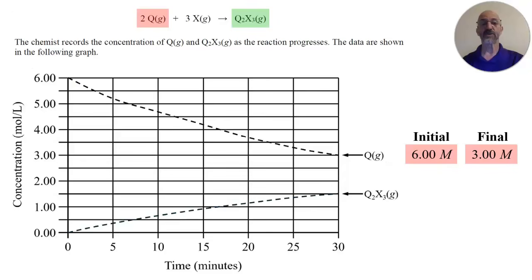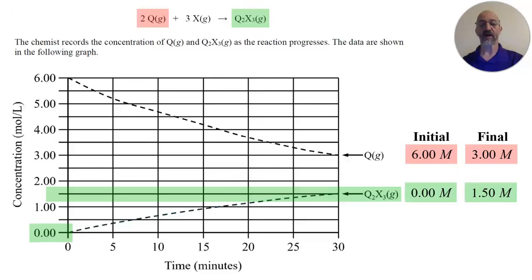Now, since Q2X3 happens to be a product, at the beginning of the reaction there was no Q2X3 product, so its initial concentration is 0. But after 30 minutes, its concentration is somewhere between 1 and 2. Looks like it's exactly halfway between 1 and 2 on the y-axis, so that would be a concentration of 1.5. Now we still have to do something with substance X. However, we can learn something very important about the stoichiometry just based on these two substances.